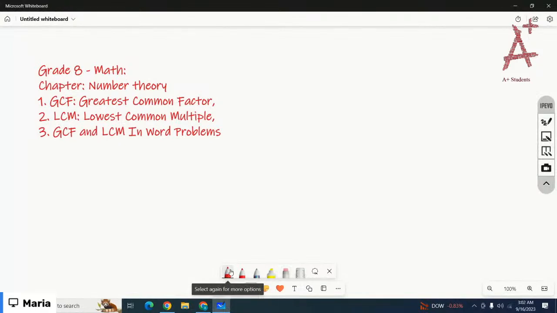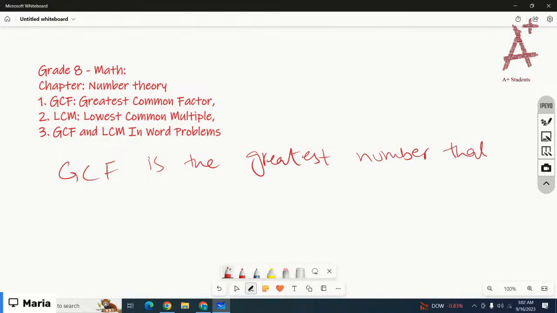I'm going to write the definitions on the board. You can please note down the definitions. So the greatest common factor is the greatest factor between the numbers you have chosen. Let me just write down the definition on the board. GCF is the greatest number that is a factor of all your chosen numbers.